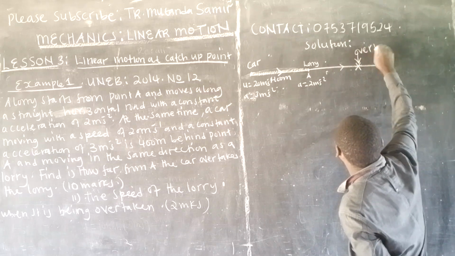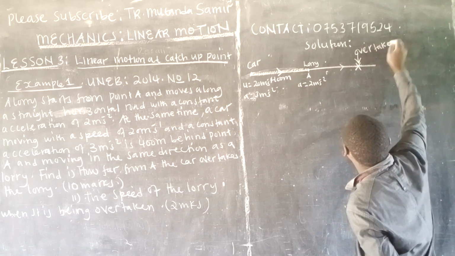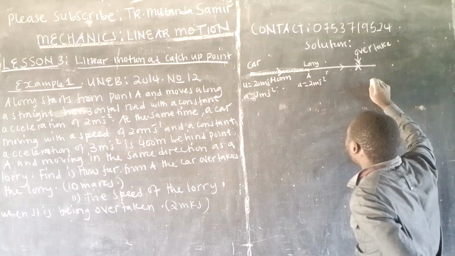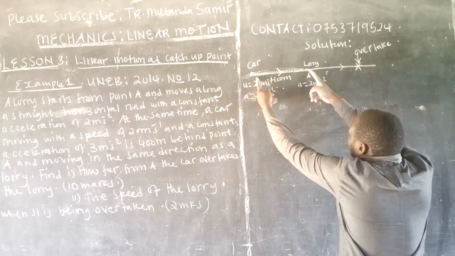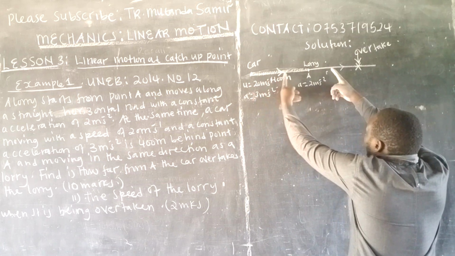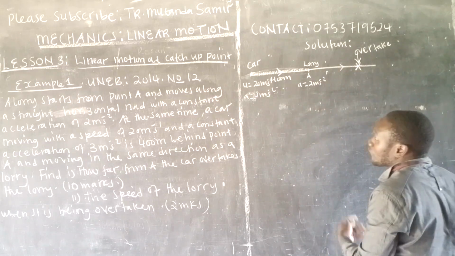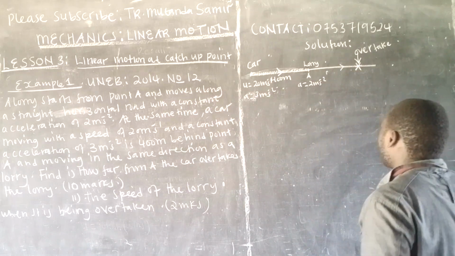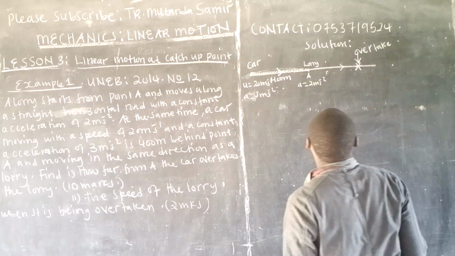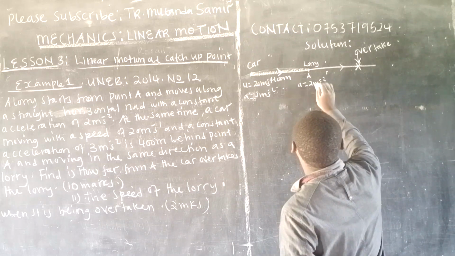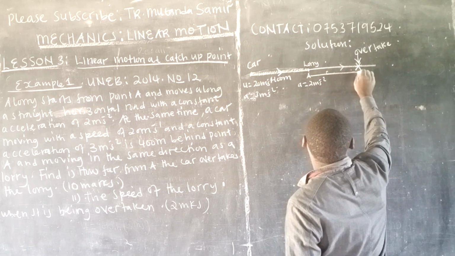So they overtake from here. The point of overtake is there, whereby the lorry is coming and the car is coming. As they move at high speed, they overtake from here. As simple as that. Now, they want a distance, the distance from here up to that point of overtaking.